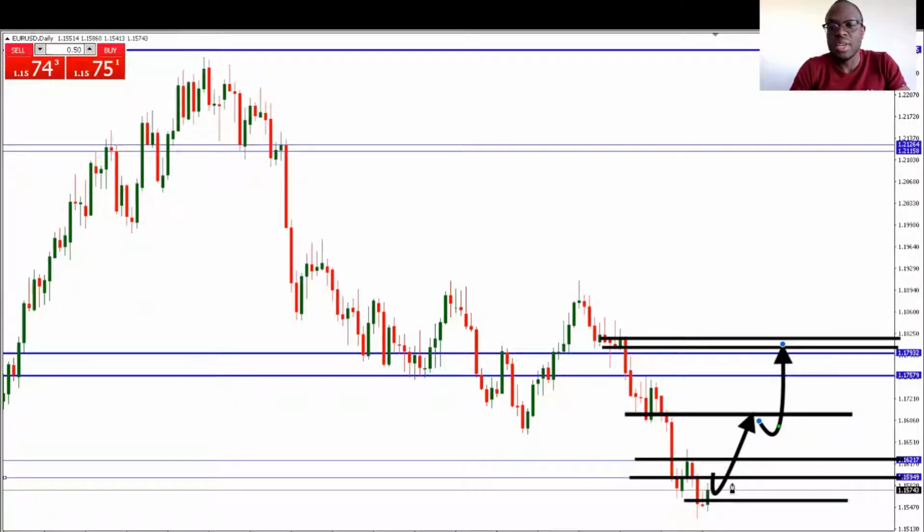So this is the bullish move that we'll be expecting, but with higher probability we're expecting the bearish move, so that it could clear up the inefficiency that's below, maybe up to around 1.14040 level. So these are the movements that we'll be expecting on the Euro USD daily and the weekly time frame.